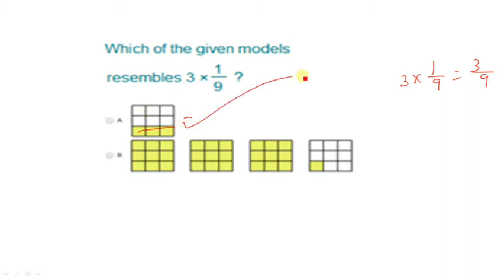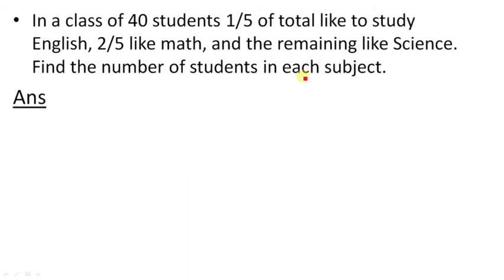Okay. Now, let us go to another example. Let us read the question first, you can see it on the screen. In a class of 40 students, it means total students are 40. Whatever the data is, the very first thing we have to do is write the data. In a class of 40 students, 1 by 5 like to study English, 2 by 5 like math and the remaining like science. Now, first we have to find the number of students in each subject.